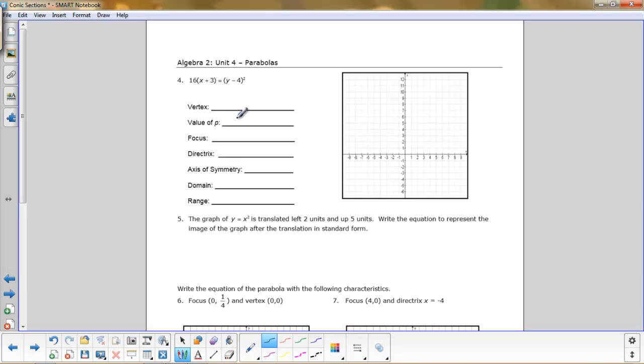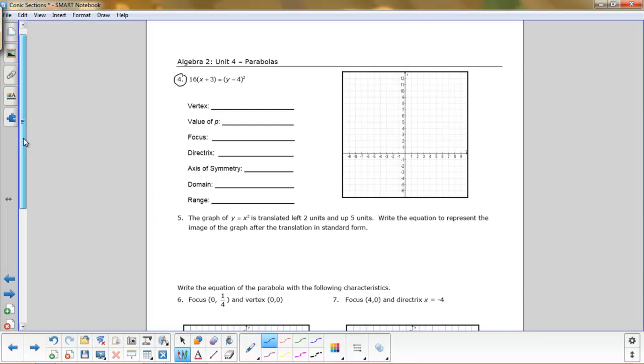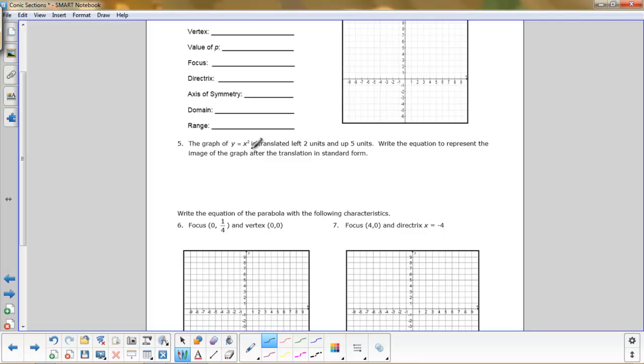Number 4. Again, given the equation of the line, go ahead and find all the critical values. Please be prepared to share your response to question number 4 with your group mates tomorrow in class. The graph of y equals x squared is translated 2 units left and 5 units up. Write an equation to represent the new line.